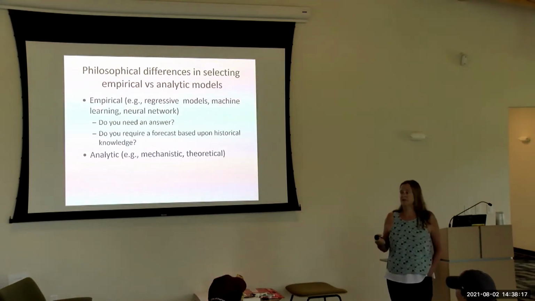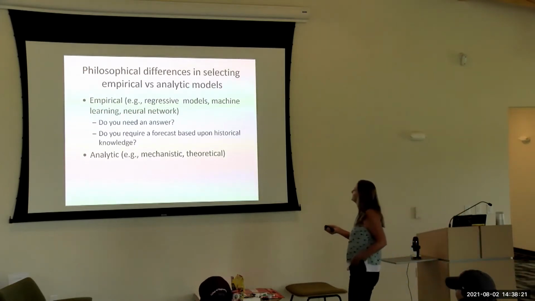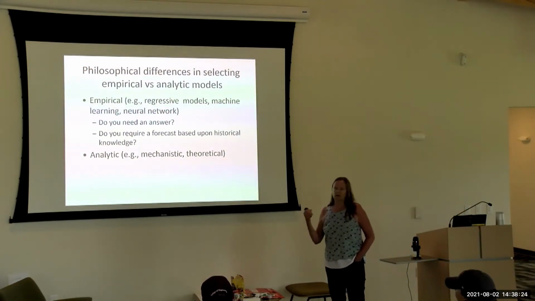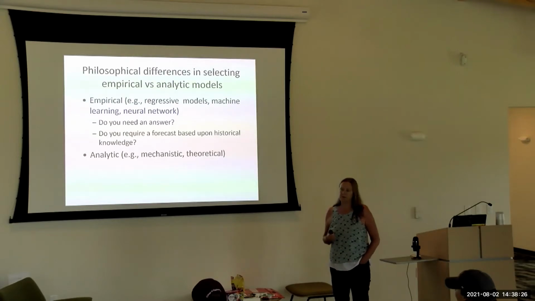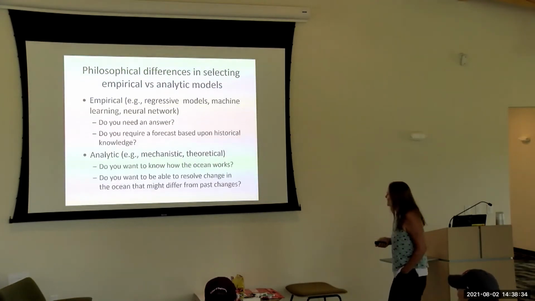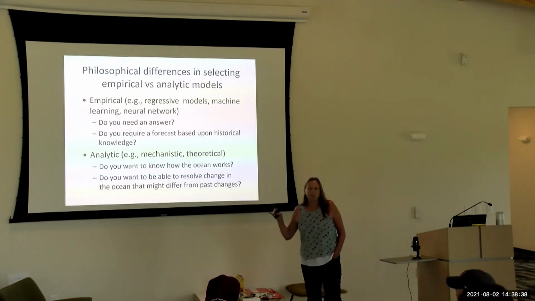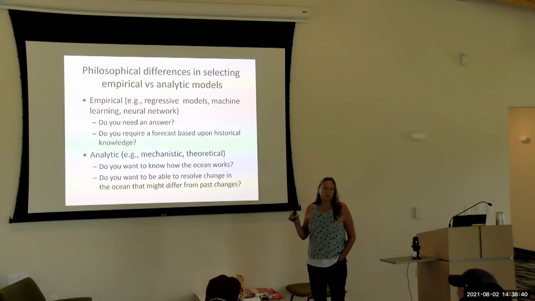They give you the answer, and it's based on history. Do you need to forecast based upon your historical knowledge? That is also a great place to use empirical models. And you don't have to know why they work, you have to know what they do, and particularly neural networks. The analytic model, or mechanistic, sometimes called theoretical models, it's like, do you want to know how it works? You want to know why something is happening.